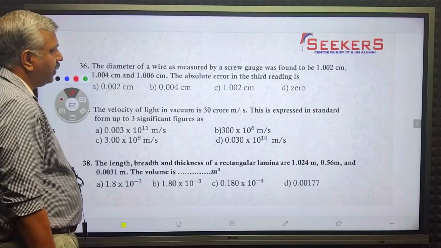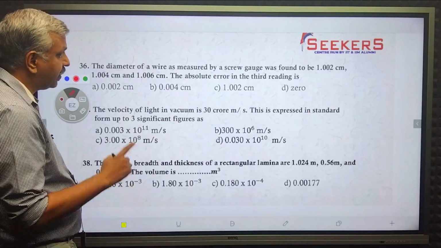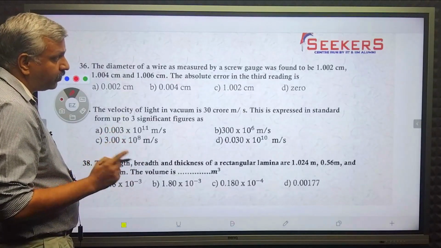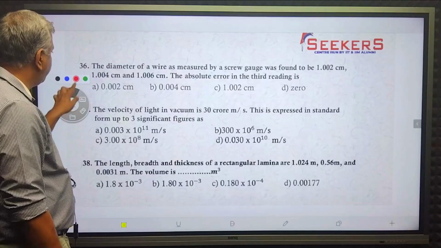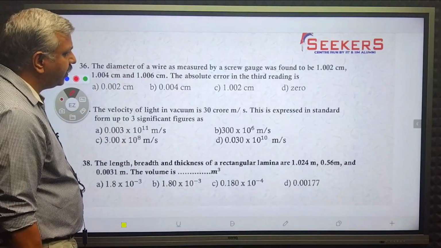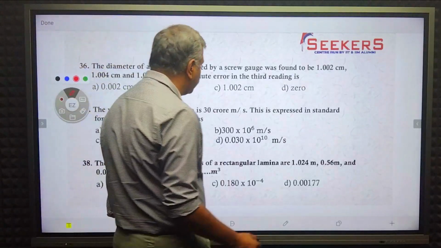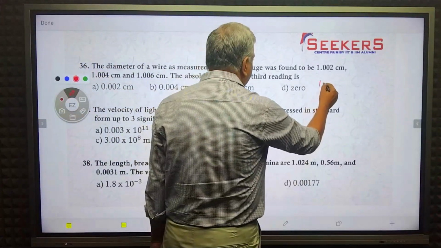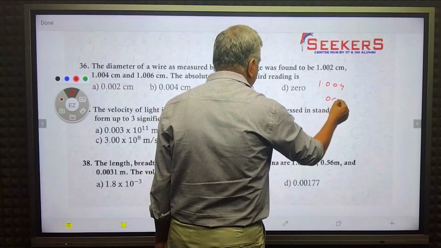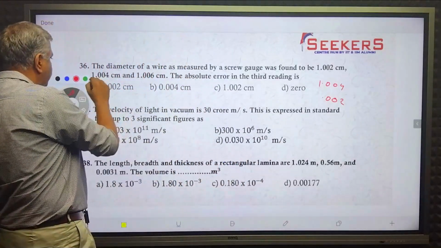The diameter of a wire as measured by a screw gauge is found to be 1.002 cm. So please understand 4 significant figures. Please understand the accuracy is 0.02 millimeters. 1.004 cm and this much. The absolute error in the third reading is how much? So that has given you 3 readings. So the average reading will be 1.004. So the absolute error is 0.002. So the answer is 0.002 cm. So this is going to be the absolute error.